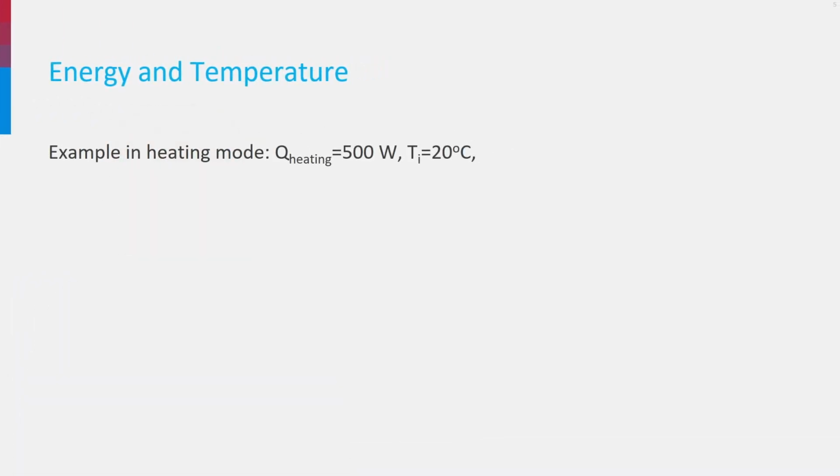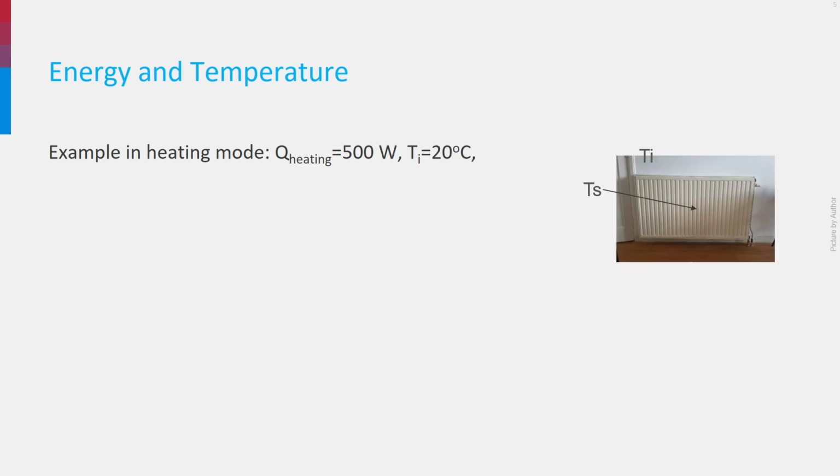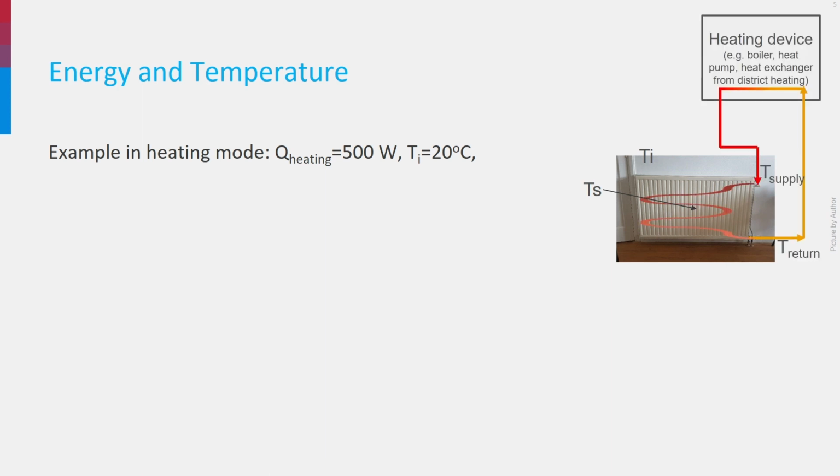In another presentation, you have learned to estimate the hourly power needed to maintain a building at a certain indoor temperature, 20 degrees in my example. Imagine that 500 watt is needed. Imagine also that there is a radiator, like on the picture, delivering heat to the room. In the radiator, warm water, produced for instance by a boiler, is circulating. It enters the radiator at T supply and goes out at T return, and its average temperature is Ts. We assume the surface of the radiator has the same temperature as the average water temperature.